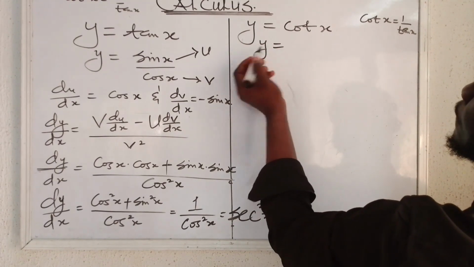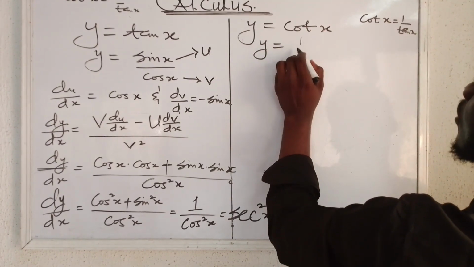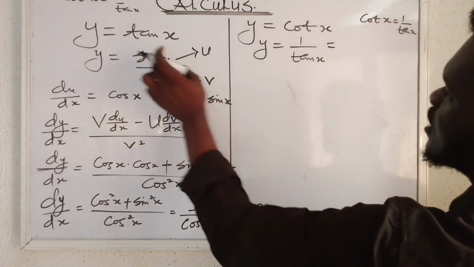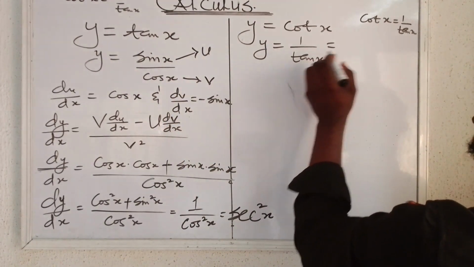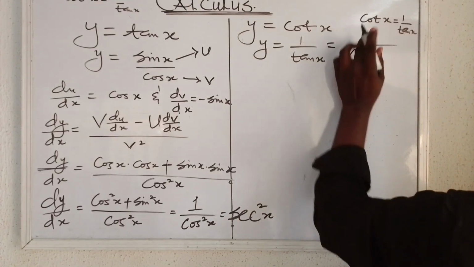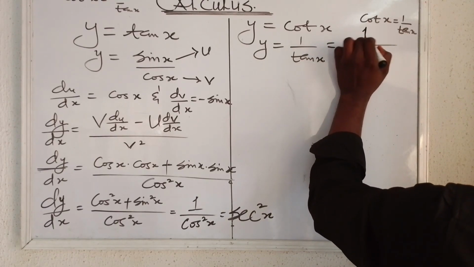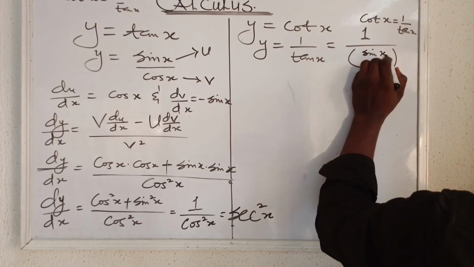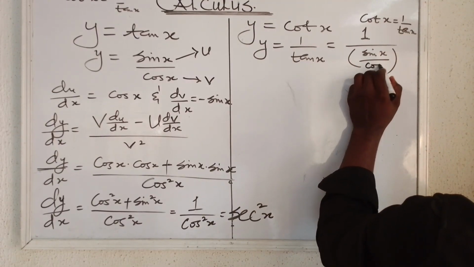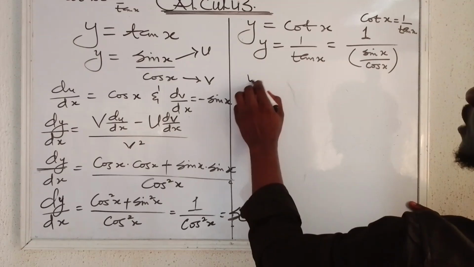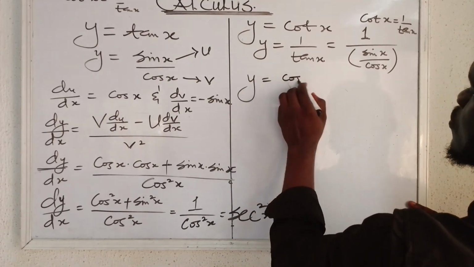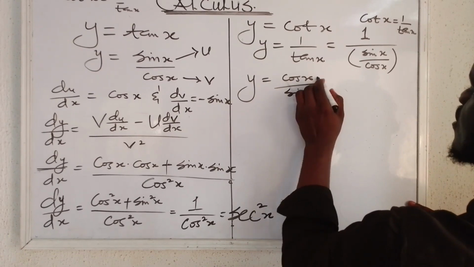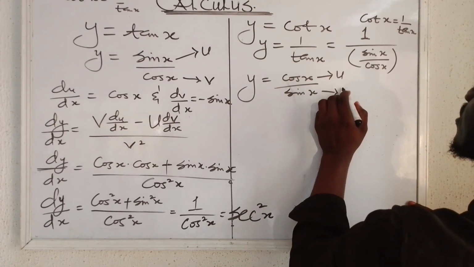So we can rewrite this to become 1 over the tan of x. And what is the tan of x? The tan of x is sine x over cos x. So when you do that, it becomes 1 all over, let's try to be clean, the sine of x all divided by the cosine of x. That inverts automatically and becomes the cosine of x all divided by the sine of x.